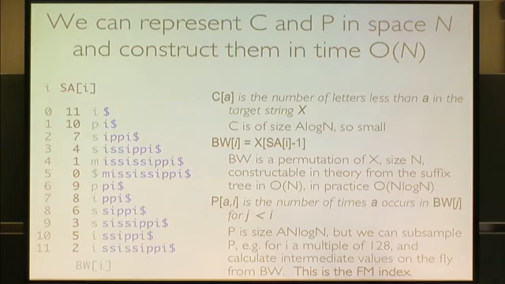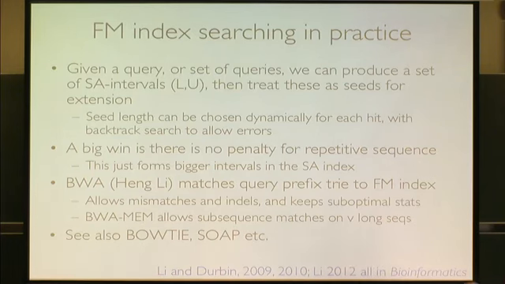In practice, what one does is calculate the Burrows-Wheeler transform, look at how big that is, and then arrange your constants so that this index is the same sort of size. It doesn't dominate. So we're dominated in size by this permutation, which is the same size as the original string, just a permuted version of it. This index is the FM index. In practice, given a query or a set of queries, this finds all the exact matches rapidly.